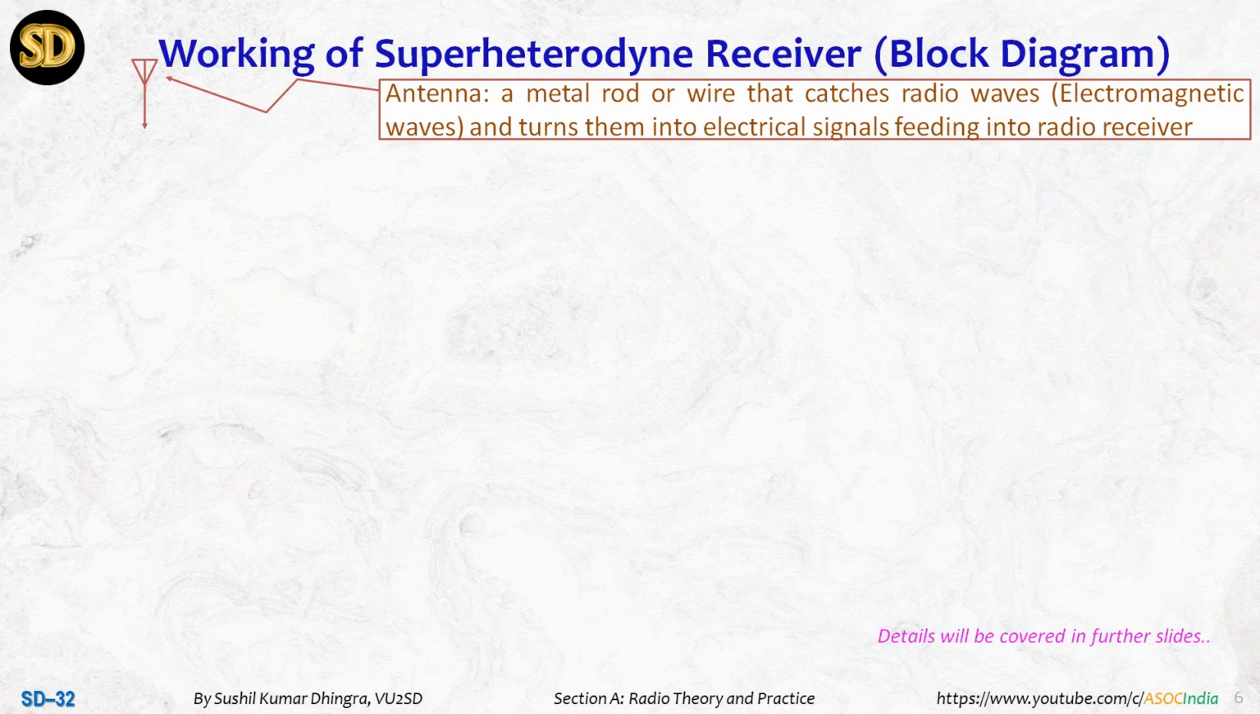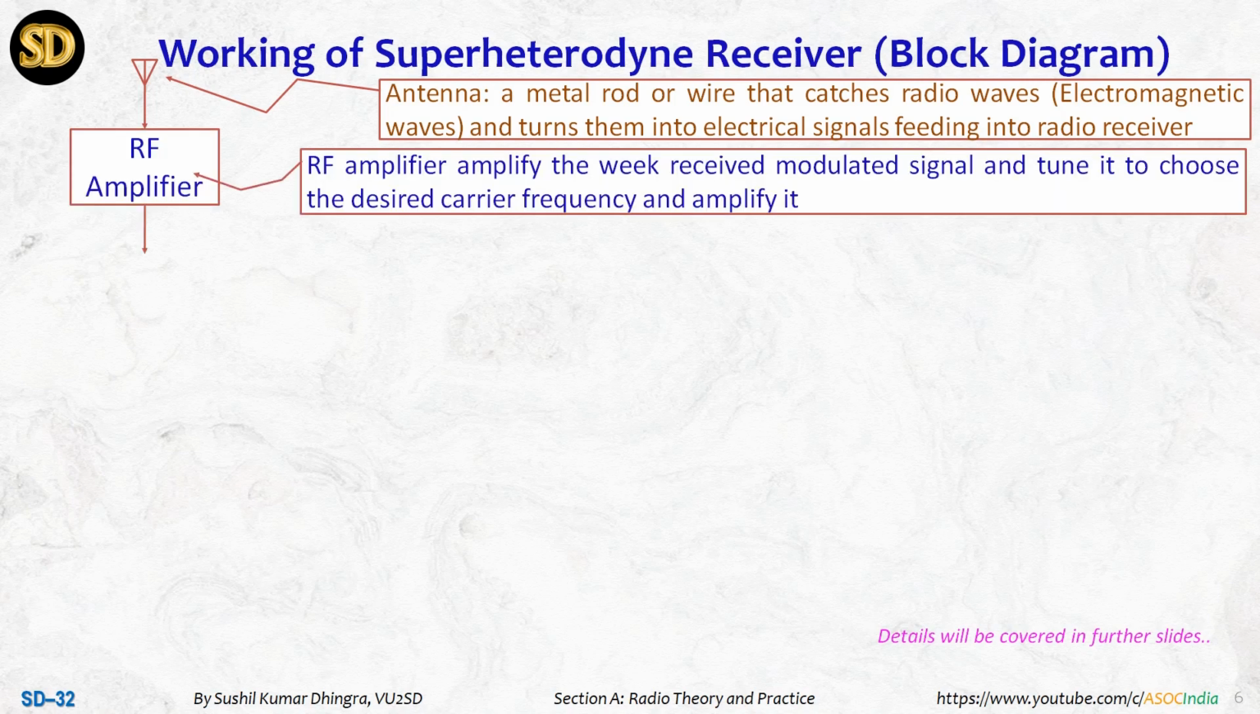How does this superheterodyne receiver work? A block diagram. The first component is the antenna, a metal rod or piece of wire that receives or catches radio waves, I can say electromagnetic waves, EM waves, and turns them into electrical signals feeding into the radio receiver. This is in millivolts or microvolts. These millivolts or microvolts go to the RF amplifier stage.